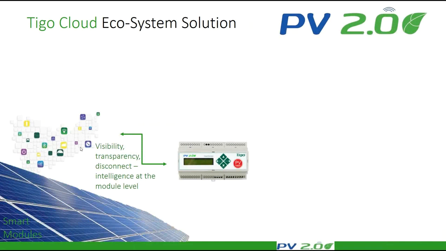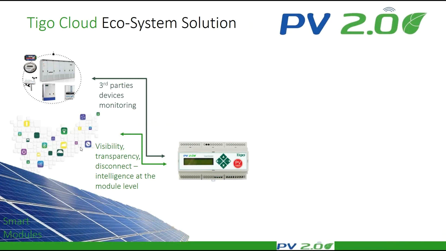What else does it give you? Briefly, you get all the module level data. You can get information from inverters, from weather stations, from AC meters, whatever it is that you want. It can all be connected to the Cloud Connect.